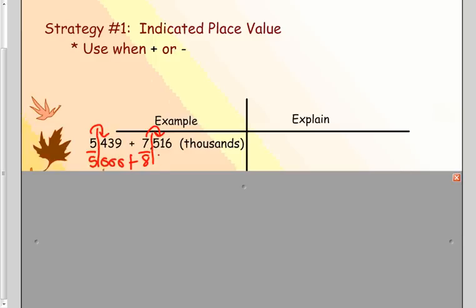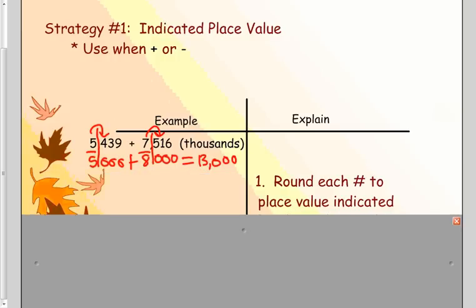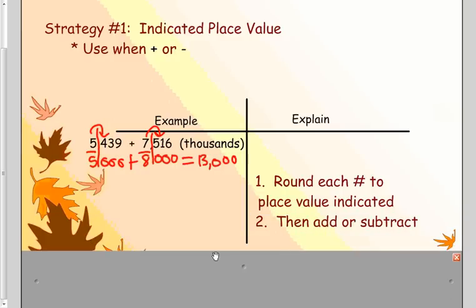So we have a new problem. Again, one that I can do in my head easily. This I might have had a hard time, but this I can do. So 5,000 plus 8,000 I can do without using my calculator, and I get 13,000. So your steps here, what did I do? First, I rounded each number to the place value indicated. That was right here. I rounded to the thousands place. Then I simply have to add or subtract, and we're done.